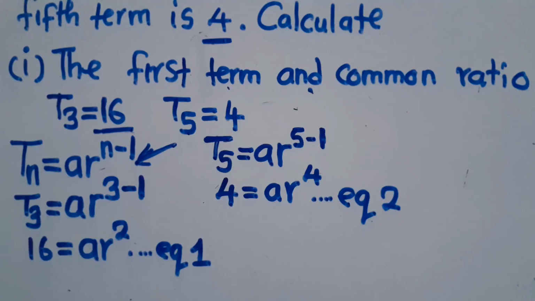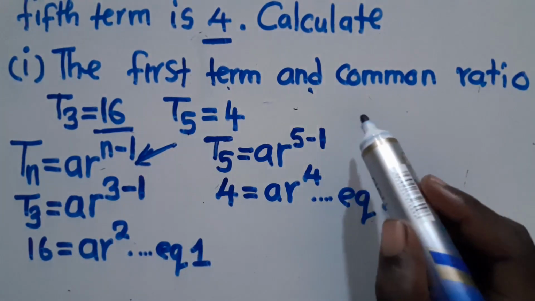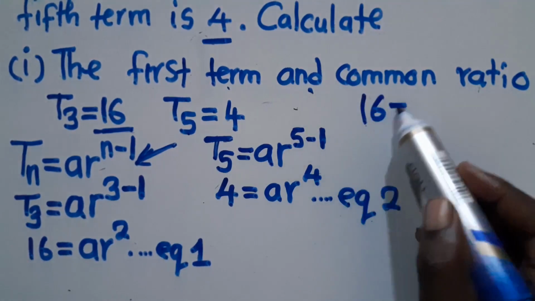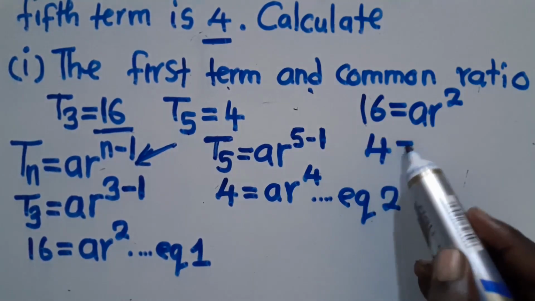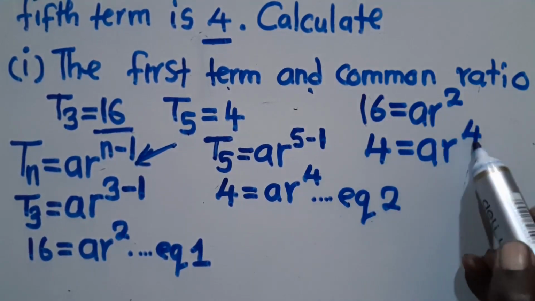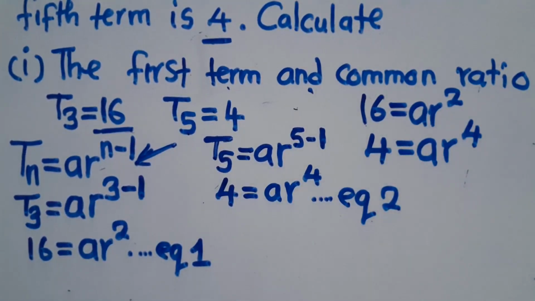These equations which are formed, I need to solve them simultaneously. I find the value of a, which is the first term, and the value of r, which is the common ratio. This is what I'm going to do, and this is what you need to do. So you get these two equations. I've got 16 is equal to a r squared. I also have 4 is equal to a r to the power 4. These are the two equations that I have.